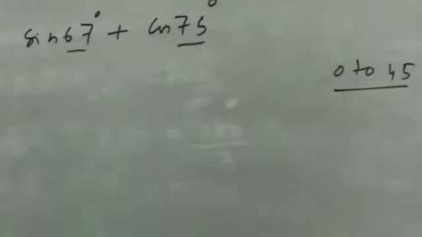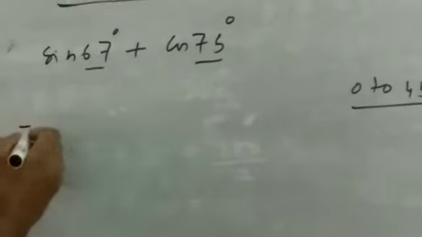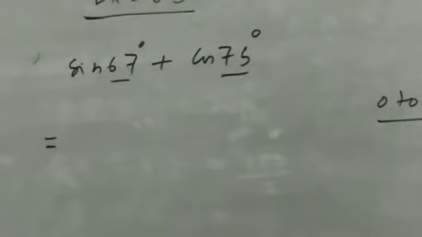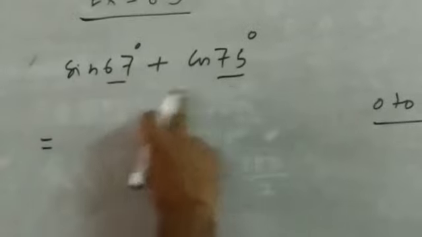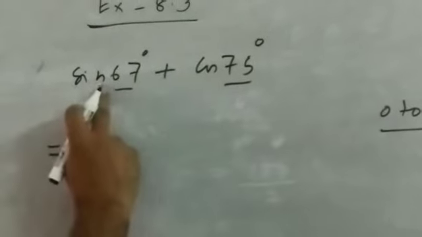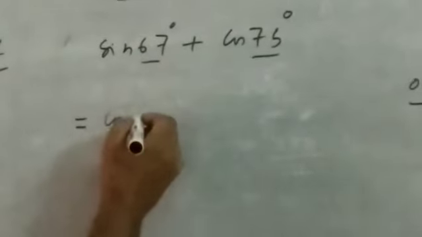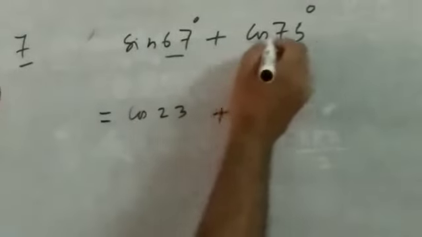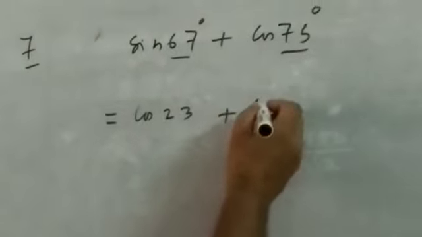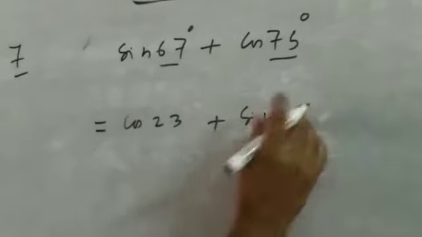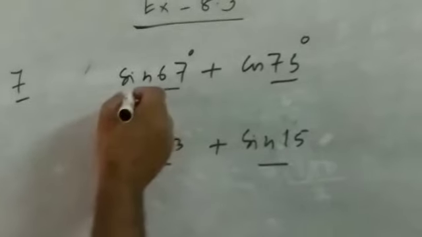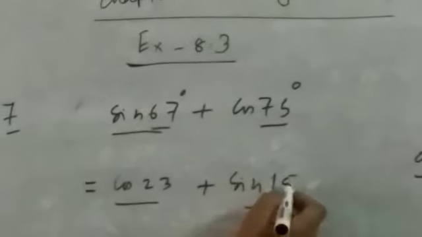Okay, 0 to 45. Now see, we will find the complement of this. In this line we will get the answer. How? By applying the complementary angle. So if we find the complement of this angle, the complement of sine is cos, and the complement of 67 is 23. Is that clear? Plus, now we will find the complement of this angle, the complement of cos is sine, and the complement of 75 is 15.